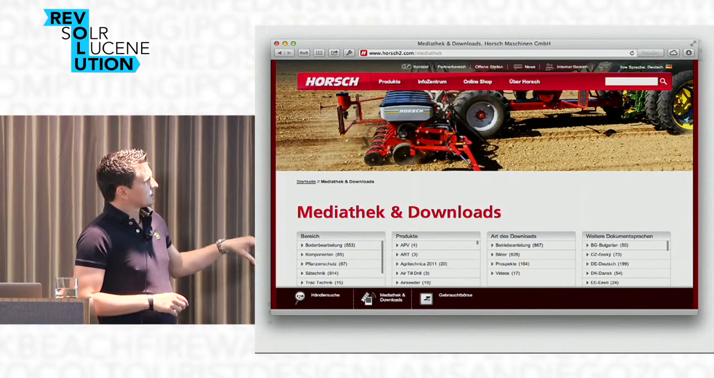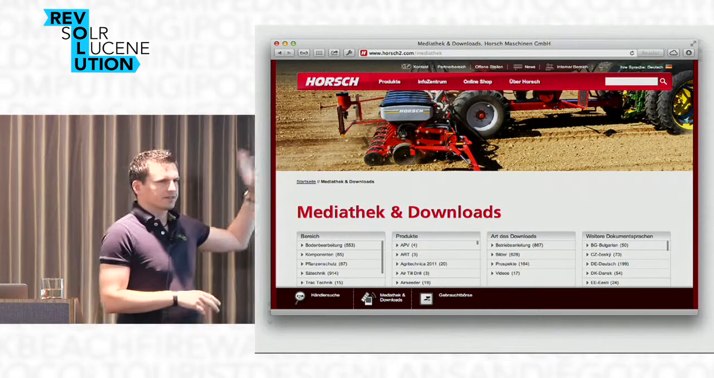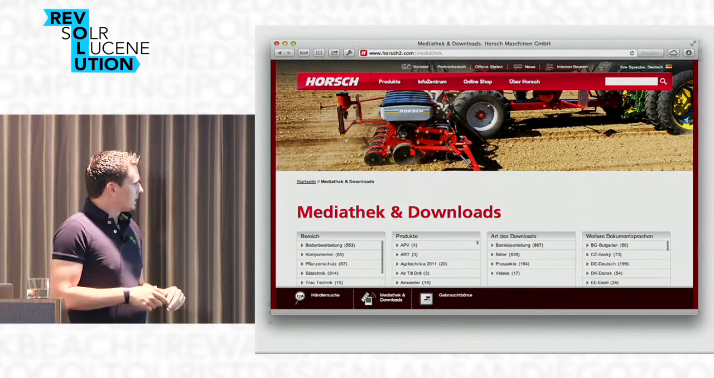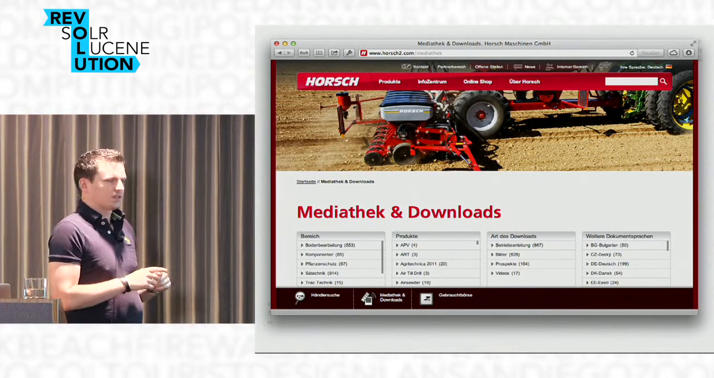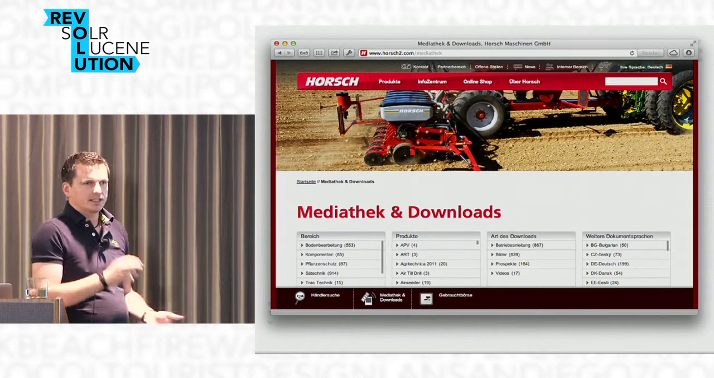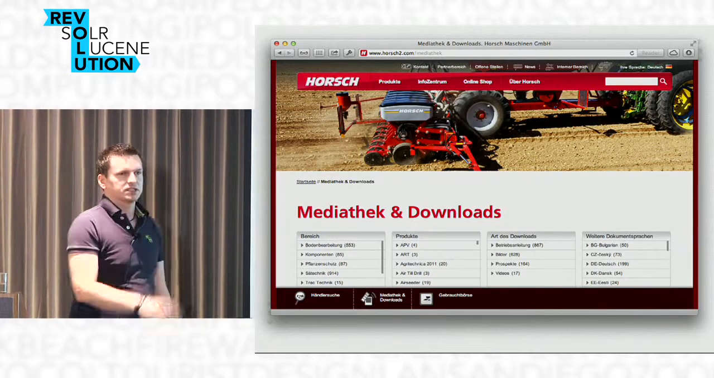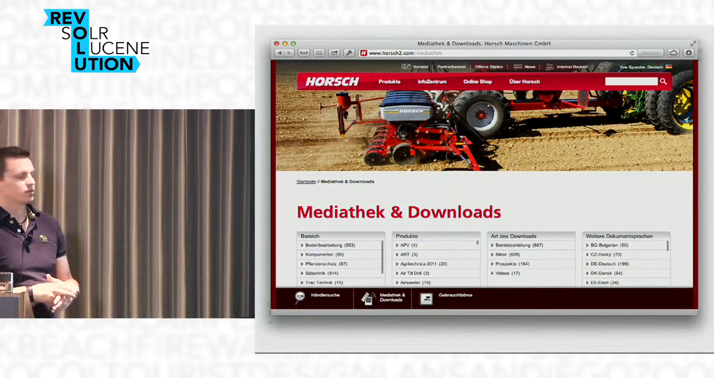So here, they're making these tractors and stuff, and they are using Solr to present downloads and media files, and then you can just work through different filters until you find what you're looking for. Okay, that's it.